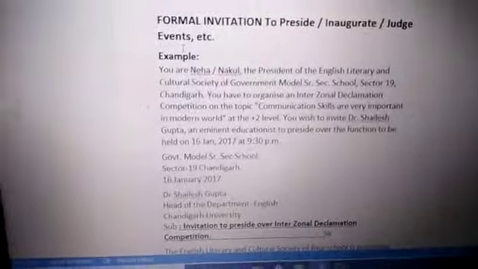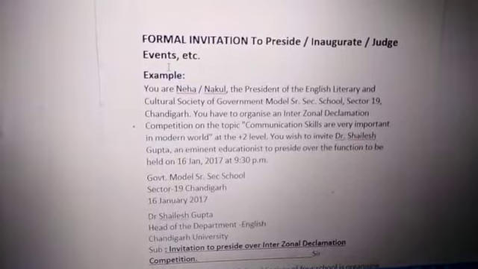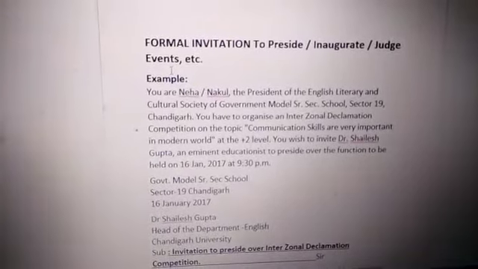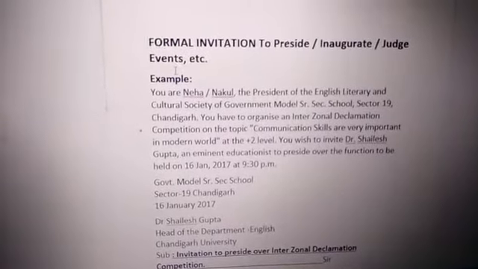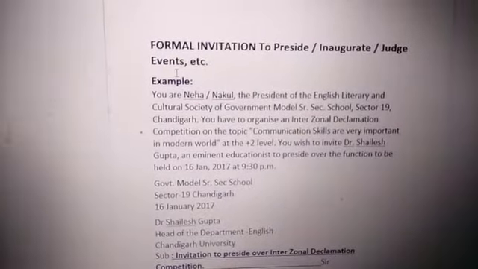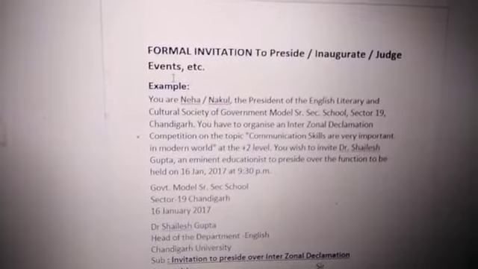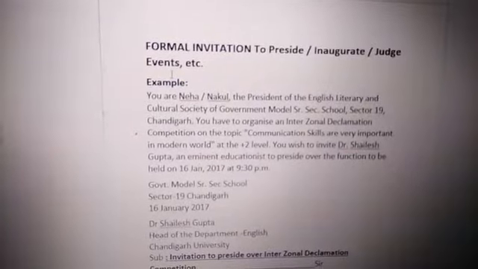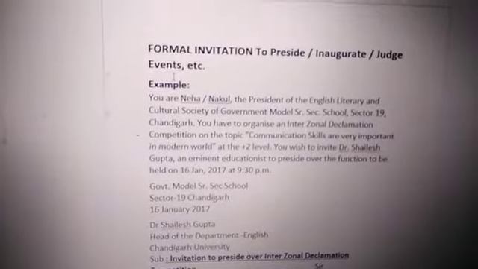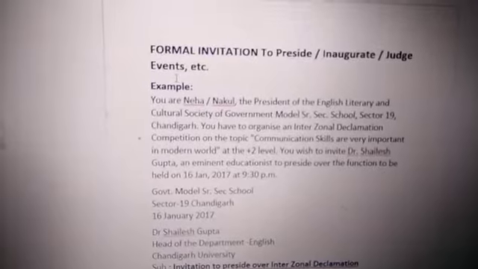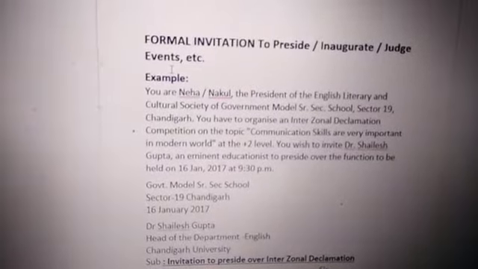Class 12. Today in your English class, we are going to learn how to draft a formal letter of invitation. Yesterday we learned how to draft a formal invitation in the form of a card. Now what is the difference between the two? Well, when we are organizing a formal function in which many guests are invited, we invite through a formal invitation card.